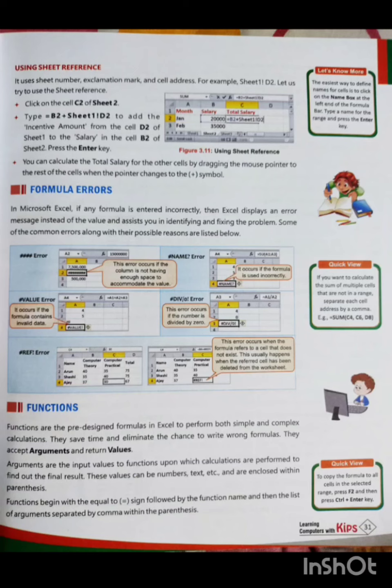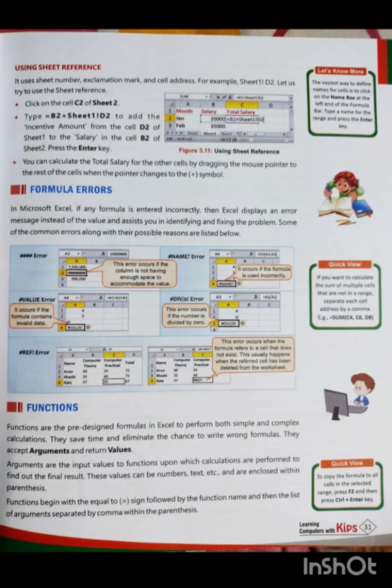Hash error. This error occurs if the column does not have enough space to accommodate the value. So what you have to do is increase the size of that particular column. Next is the #NAME? error. This type of error occurs if the formula is used incorrectly. Next is the #VALUE! error. The value error occurs if the formula contains invalid data.